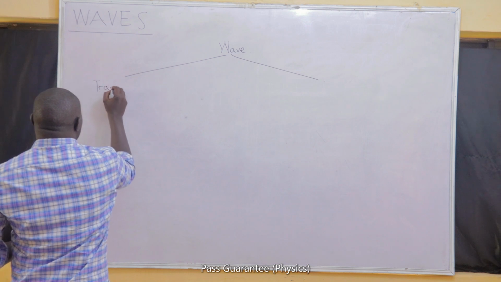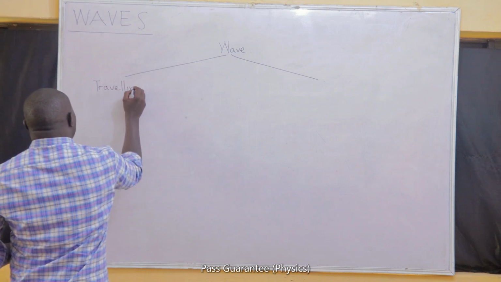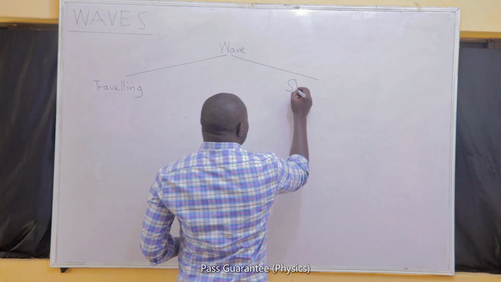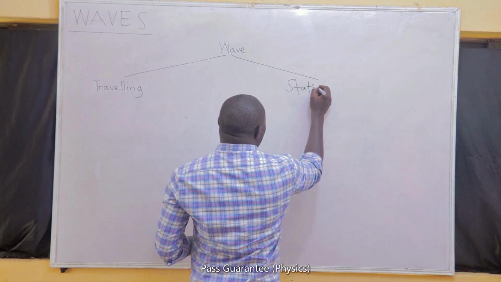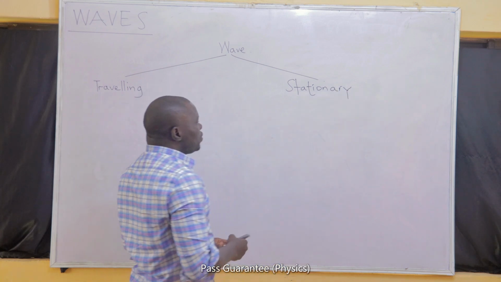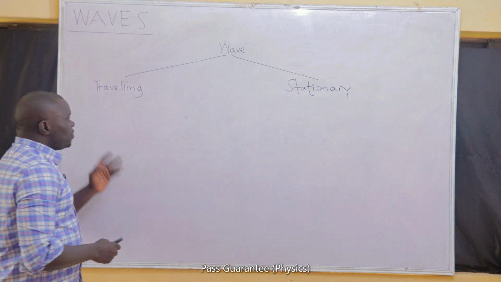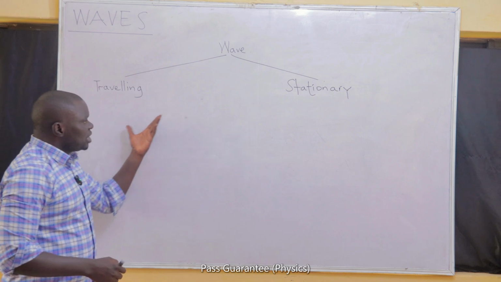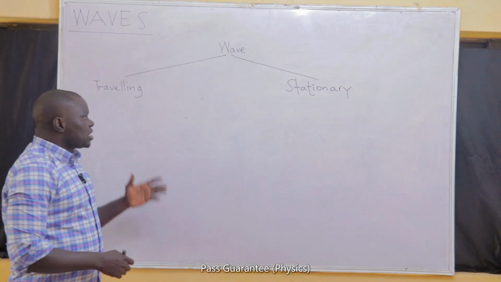Then we have what is called traveling wave or continuous wave. Then we have what is also called stationary wave or standing wave. Stationary waves are also called standing waves, while traveling waves are also called continuous waves. So we can classify waves as traveling and stationary waves. Now, what are traveling waves?